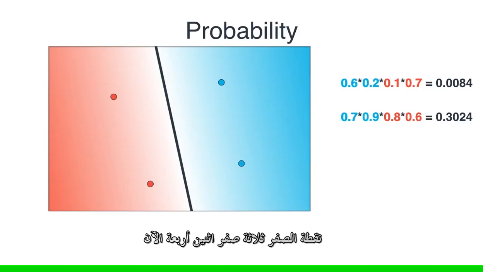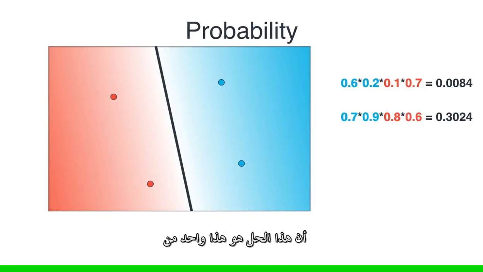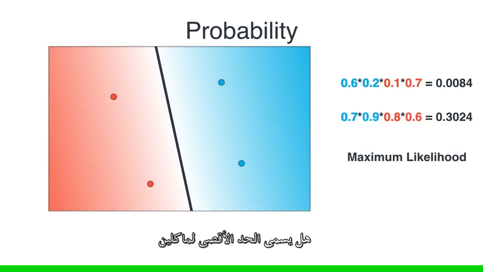0.3024. Now that's a lot more likely than the top one, so we can say that it's more likely that the solution is this one than the previous one. What we just did is called the maximum likelihood. Okay, and that's how we're going to calculate our error function.